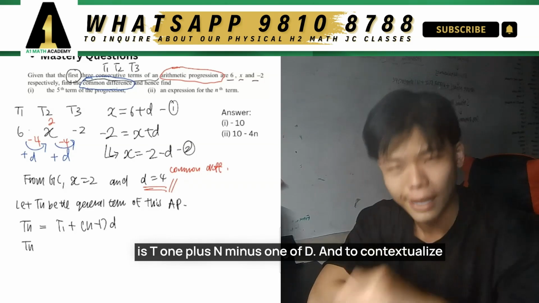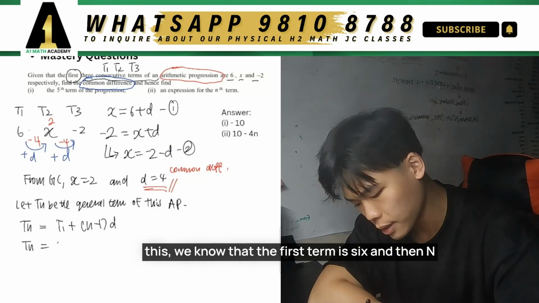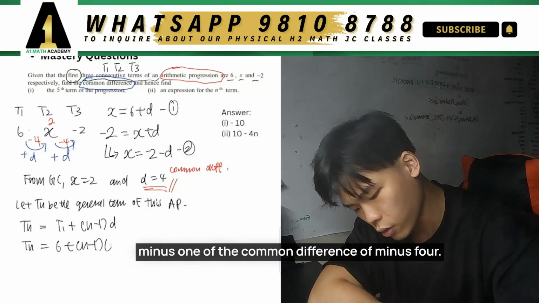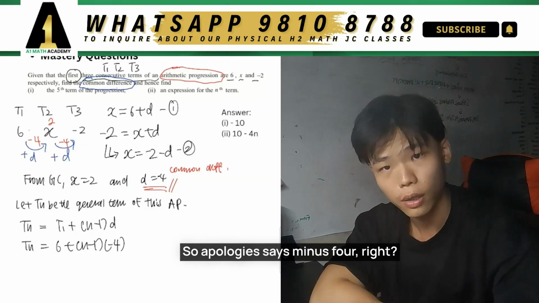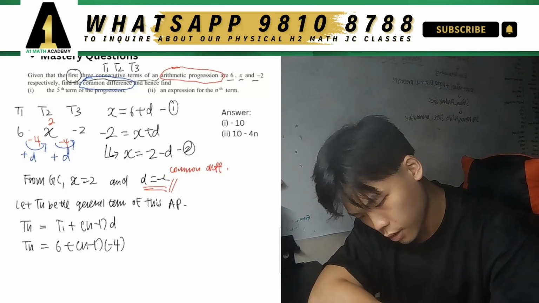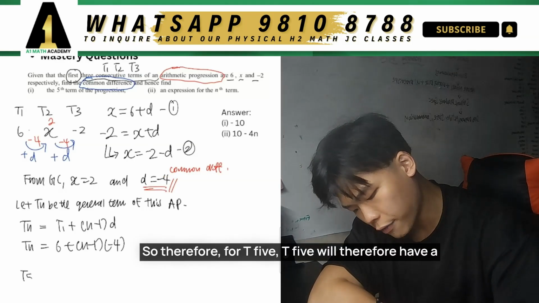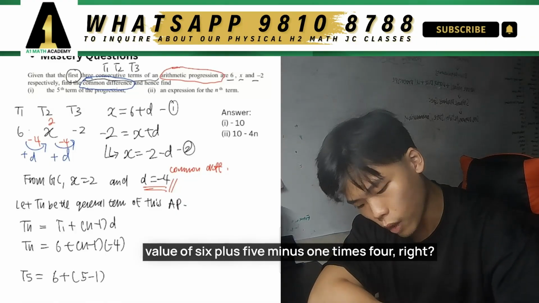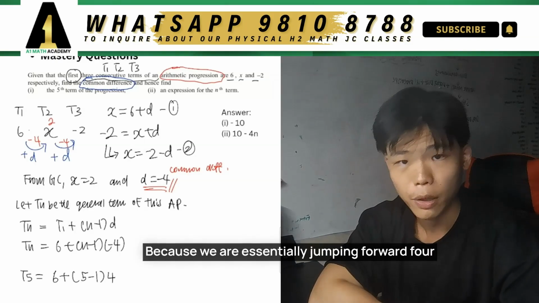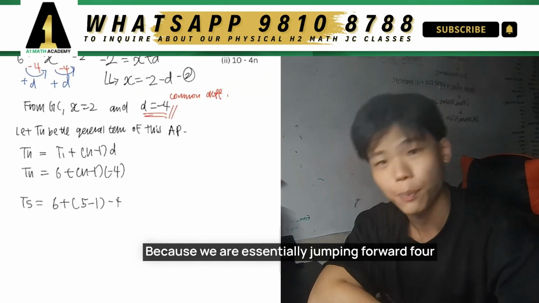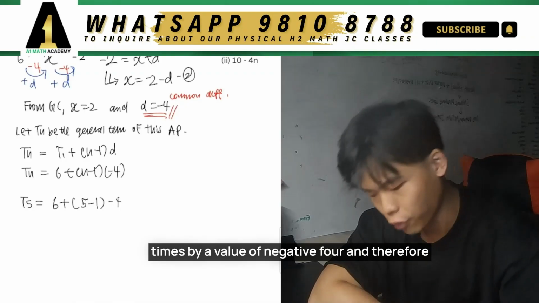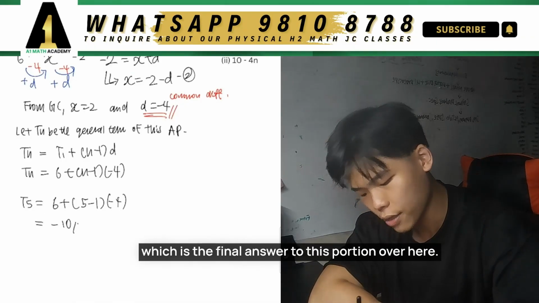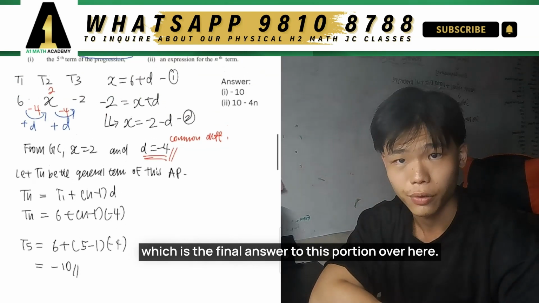To contextualize this, the first term is 6, and then n minus 1 of the common difference of minus 4. Apologies, d here is minus 4. So T5 would have a value of 6 plus 5 minus 1 times negative 4, because we are essentially jumping forward 4 times by a value of negative 4. All in all, this gives me a value of negative 10, which is the final answer to this portion.